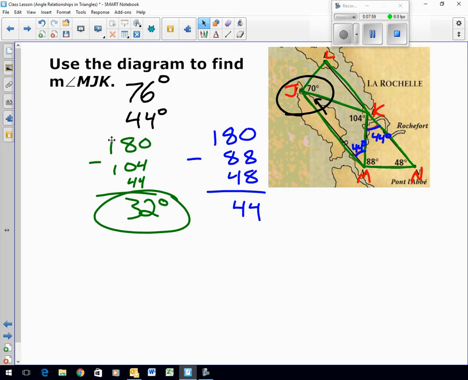I was also given this key information. Angle K is congruent to angle M. So once I found this angle measurement, I'm able to plug it in right here. And then I just repeat the problem.